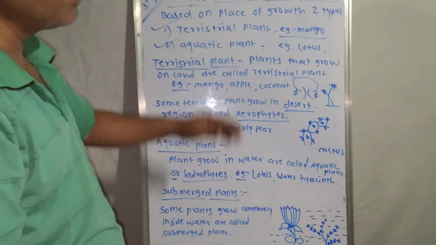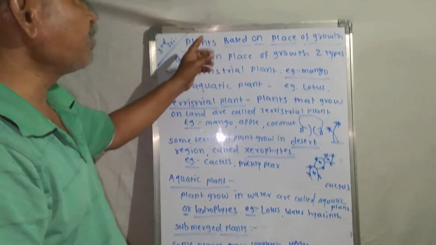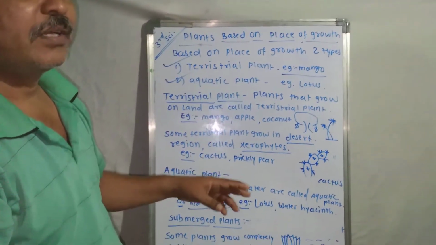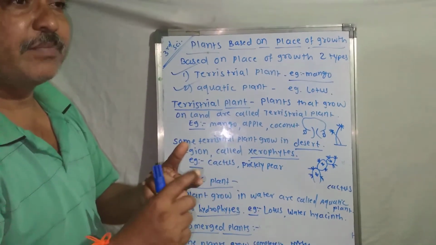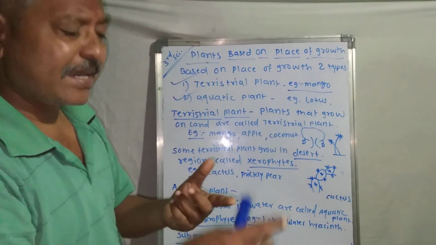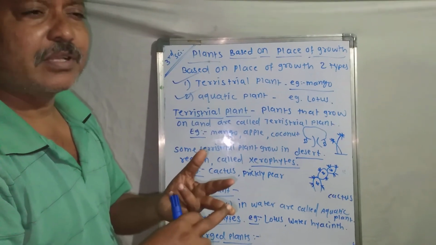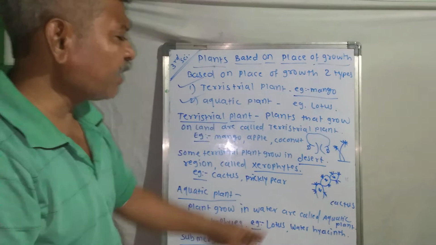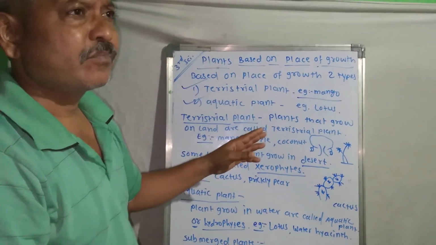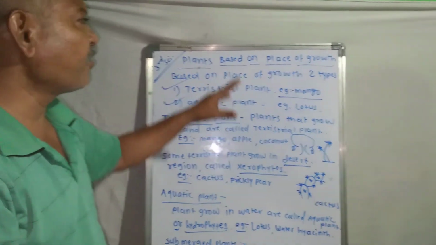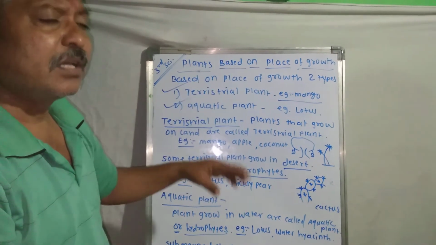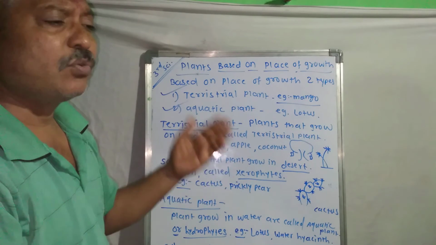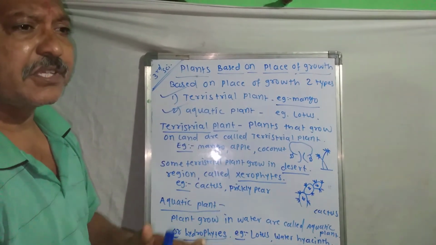So in this way there are two types of plants based on the place of growth. That is the terrestrial one, plants that grow on the land, and the second one is the aquatic one, plants that grow inside the water. So in this way the plants are classified according to the place of growth, and the plants also show adaptations to live in different conditions.